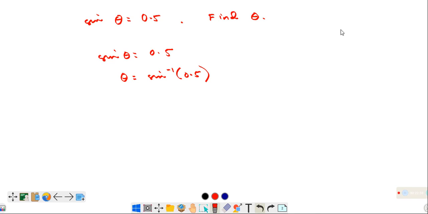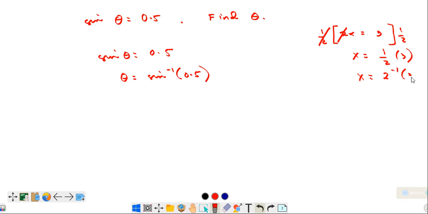If you still remember before, if we have, halimbawa, 2x is equal to 3, if you are going to find the value of x, all you have to do is to multiply both sides by 1/2 or divide both sides by 2. So, x is equal to 1/2 times 3. Eh, ano ang 1/2? Di ba ang 1/2 ay 2 raised to the negative 1? So, ganun lang din yung idea dito. Okay? So, all you have to do is to get the arc sine of the value on the right side.